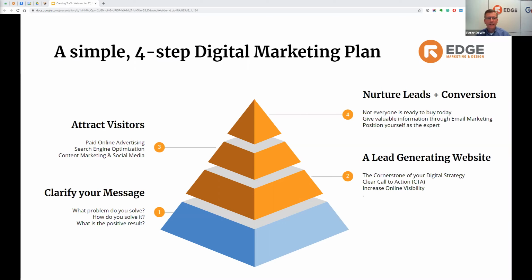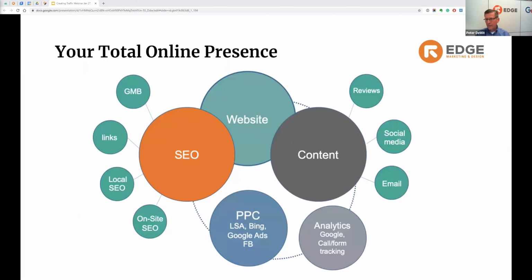So now we're getting to the third leg of that. It is attracting visitors to the website. So there's again the paid advertising, the search, and the content marketing piece. Just to put it into context somewhat, this is the way we look at the online presence of our clients or any small business. This is the framework that we work with.